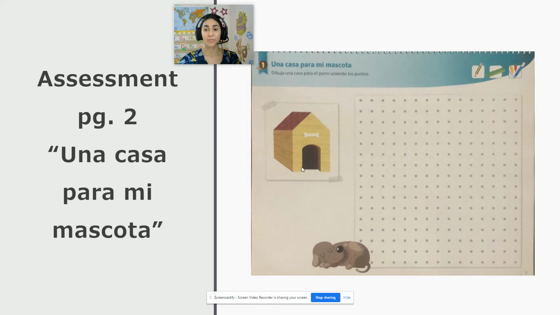You see? So you are going to be making a house, but you're going to be doing that by connecting the dots. So you see those dots right here? You're going to be connecting those dots together to make the house, and you're going to use the ruler to make sure that the lines are perfectly straight. So remember that a ruler is a science tool, and you're going to be using that science tool to draw that doghouse. Okay?